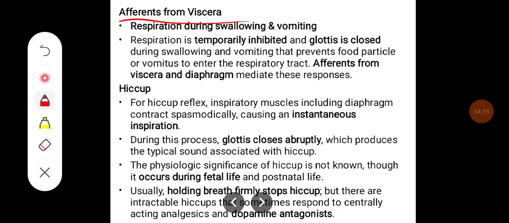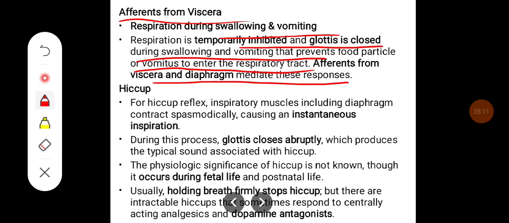Afferents from viscera, respiration during swallowing and vomiting. Respiration is temporarily inhibited and the glottis is closed during swallowing and vomiting, which prevents food particles or vomitus from entering the respiratory tract. Afferents from viscera and diaphragm mediate these responses.